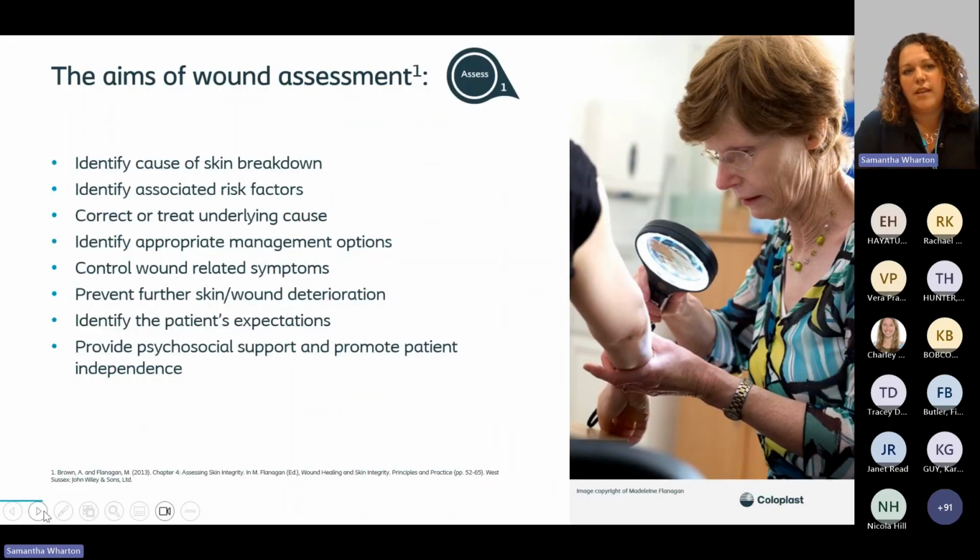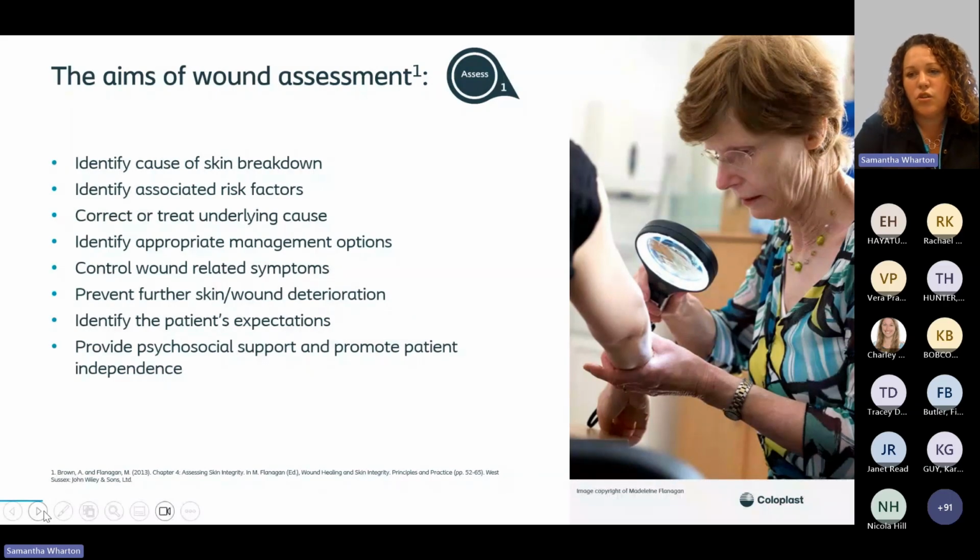So what's the aim of the wound assessment? It is to identify the cause of skin breakdown. If we don't know what the cause of the skin breakdown is, how are we going to stop it continuing to break down further, and how are we going to have that prevention? So when we think of leg ulcers, it's really important to identify, is it a venous leg ulcer? Is it an arterial leg ulcer? Is it mixed etiology? Because actually, do we need to correct or treat that underlying cause?